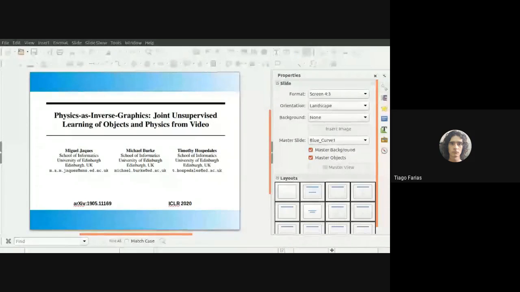Good morning, everyone. So today I'm going to talk about physics as inverse graphics, work on artificial intelligence from the University of Edinburgh. This paper was put on the arXiv May 2019, and will be presented in an artificial intelligence conference this year, the ICLR. So before talking about inverse graphics, I'm going to talk about graphics.